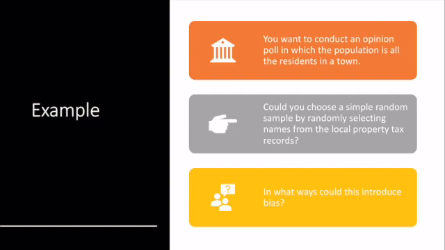So let's look at an example. You want to conduct an opinion poll in which the population is all residents in a town. Could you choose a simple random sample by randomly selecting names from local property tax records? I mean, we could. That's a good idea. But how would this introduce bias? Well, let's think about it. I live in my town, but I don't own a house. Do you own a house? Probably not. So this means our study would be biased only towards those who own property.